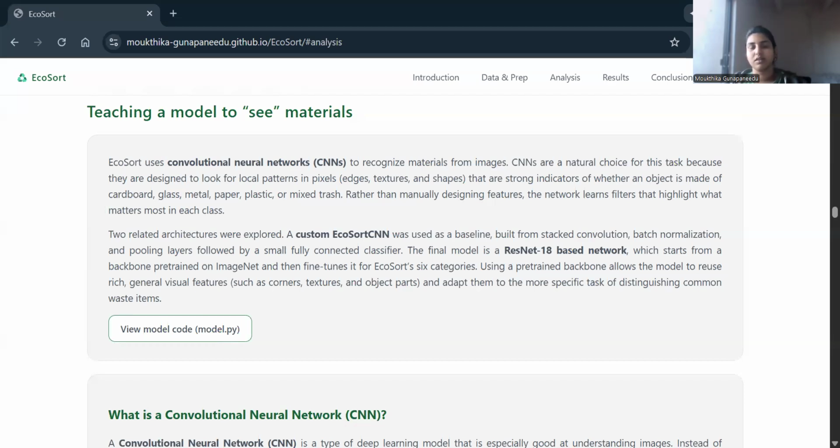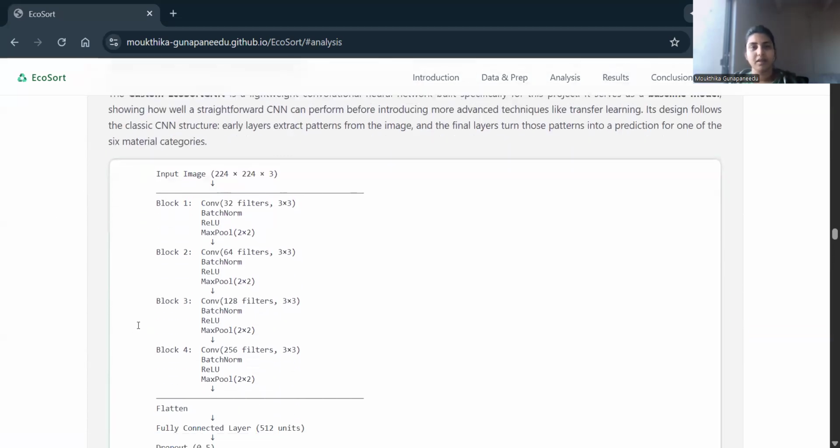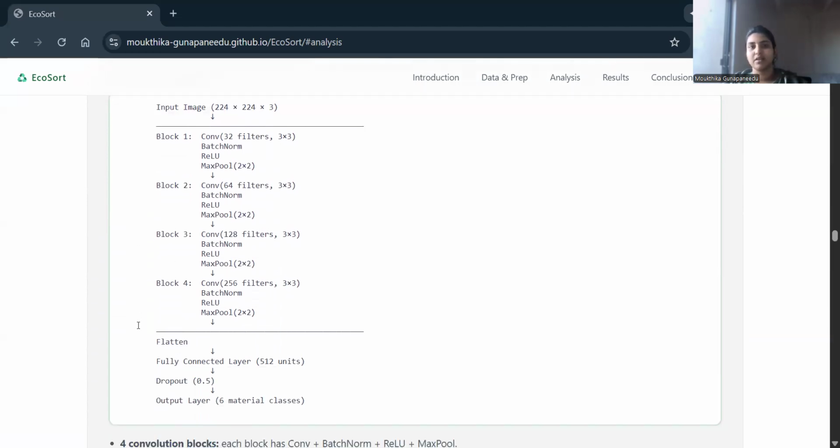So the custom EcoSort CNN is a classic CNN design. So this is the architecture, and it takes a 224 by 224 by 3 image as an input, and it passes through four blocks, and then it flattens the result and passes it into a dense layer with about 512 units, and finally a six class output layer. And this baseline is useful because it shows how far a straightforward CNN can actually go when trained from scratch on just this data set.